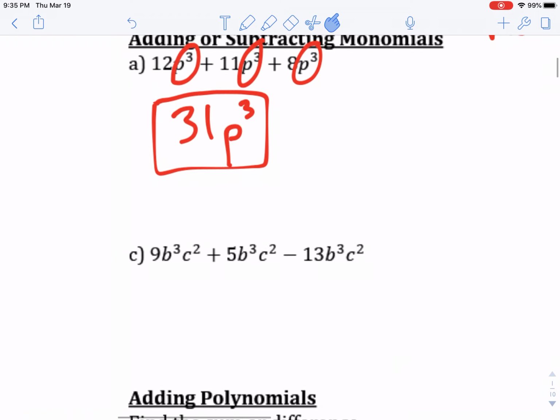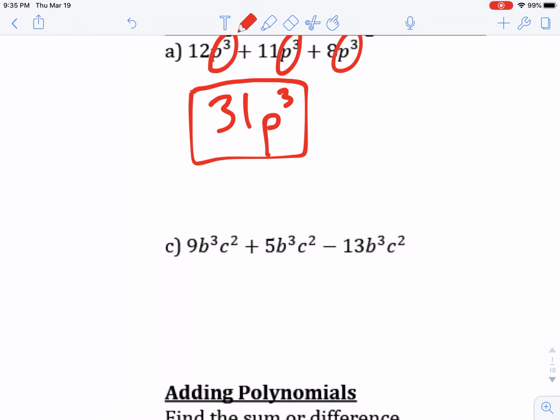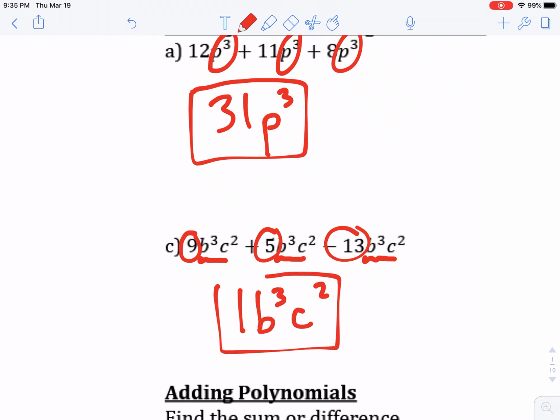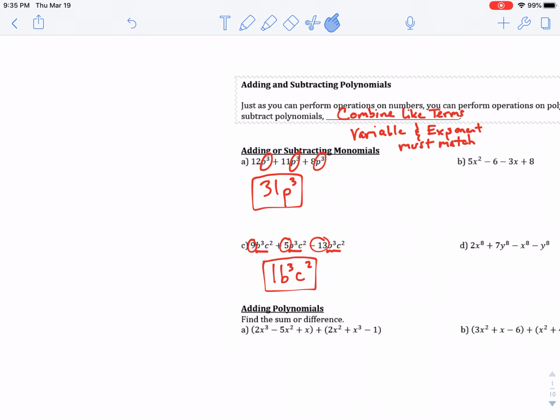Subtracting, like the one under it here. Notice all of these variables match identically. So we're just going to combine the 9 plus the 5 minus the 13. When you add 9 plus 5 and then minus 13, you get 1. And then you leave the variables the same. Okay? And you don't have to write the 1 there, by the way, if you don't want to.